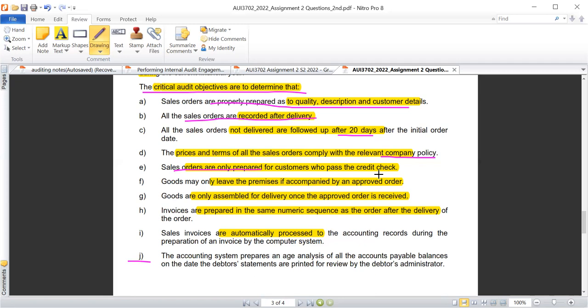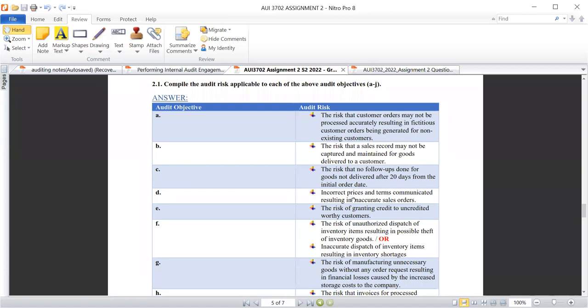So if I'm to show you how I documented it, there's a risk of granting credit to uncreditworthy customers. That's still the same thing, just written in different wording, so to speak. But you can simply also say that there's a risk that a sales order may be initiated for customers who are not able to pay the organization, or to customers who may not have qualified the credit check test. Full stop. So that's another way you can change this particular risk description that I've given, right? And then you go to the next one.